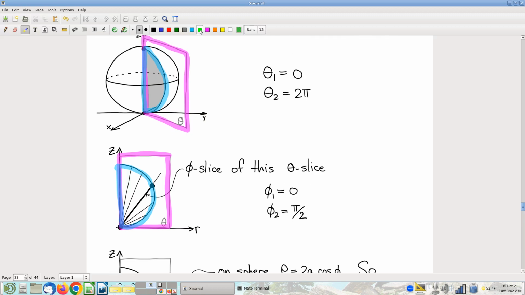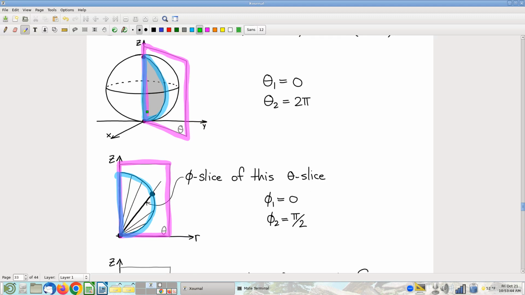Now let's think about phi slices. Keep in mind, phi slices come out of the origin.